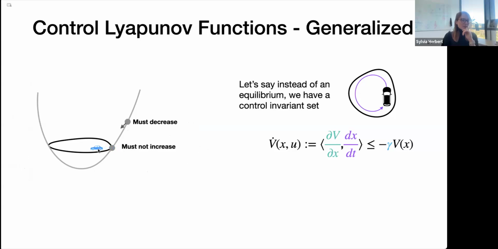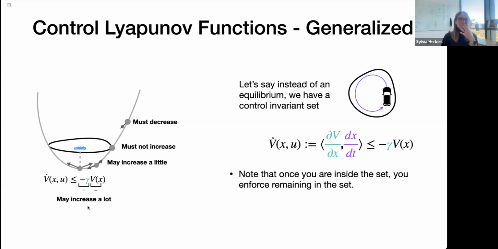If I'm inside this set, well, now I have a negative number times a negative number. And so V dot is less than or equal to some positive value now. So you can increase the value when you're inside of this set a little bit. And if you're deep inside this set, well, then this V is going to be a stronger negative value. And so this V dot is less than or equal to some larger positive value. You can increase by a lot.